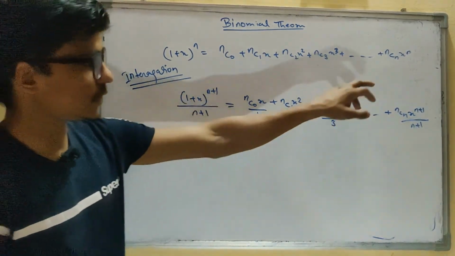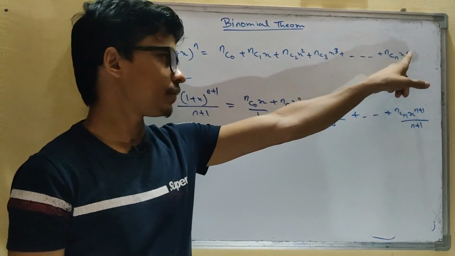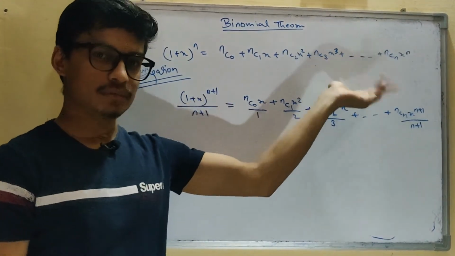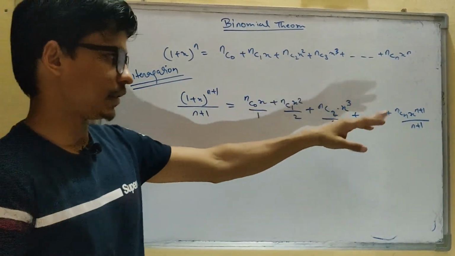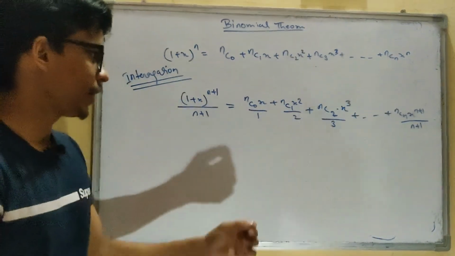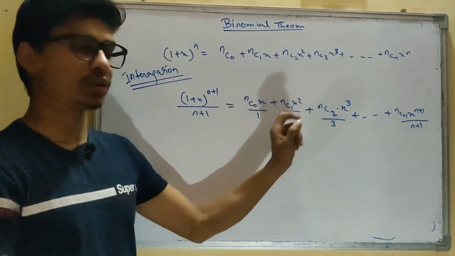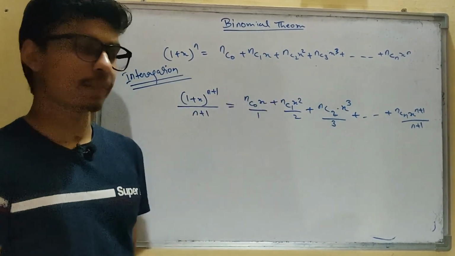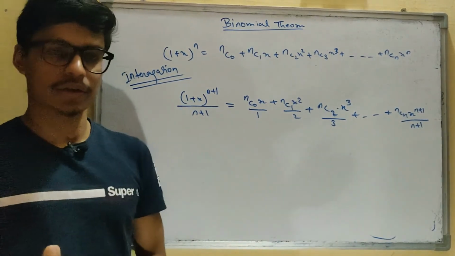So the major difference between these two: in differentiation, the overall degree decreases by 1. What is the degree of this? x to the power n. It differentiates one time and the degree becomes 1 less than n. In this case, the degree increases. Also, the terms are being divided by particular values, 1, 2, 3, like this. So this is how you can think about where integration is performed.